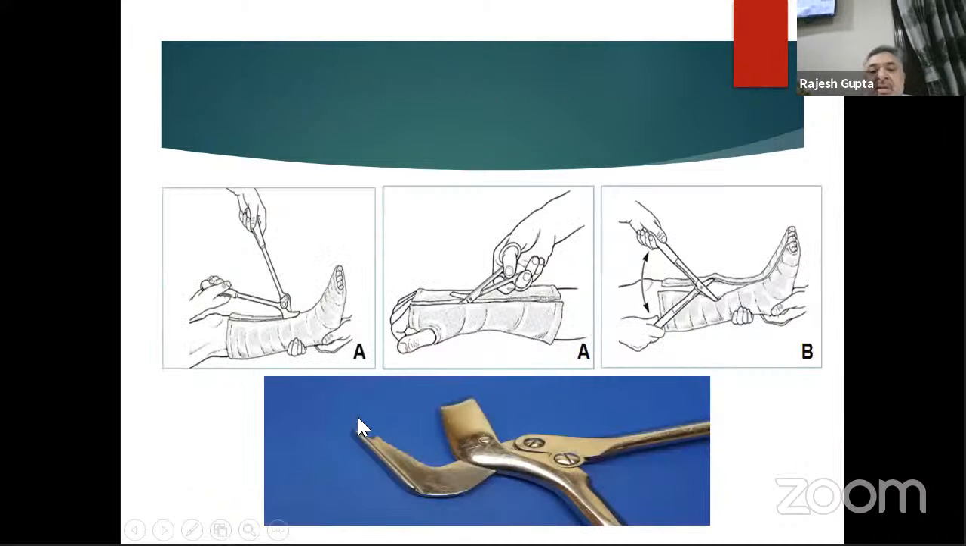Now, the jaw of the shear is inserted between the plaster and the stockinette or the padding. Okay, between the plaster and the padding. And important here is this part has to be parallel to the shin. This handle has to be parallel to the shin. So cut it completely. Then you cut your padding with a scissor and then you invert it and spread it. So this is how a plaster cast is cut with a shear.